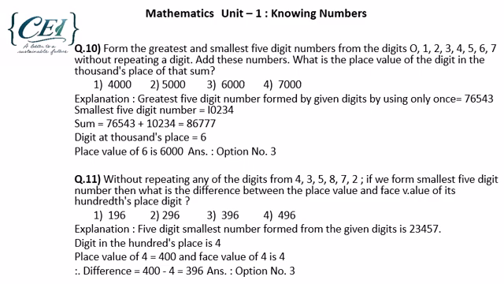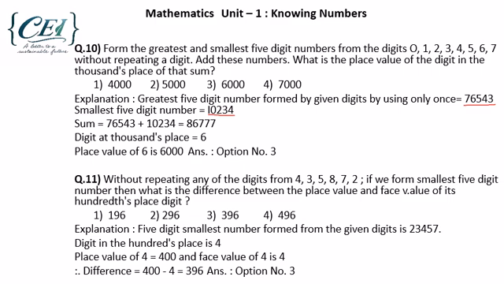Form the greatest and smallest 5-digit numbers from the digits 0, 1, 2, 3, 4, 5, 6, 7 without repeating any digit. Adding these numbers, what is the place value of the digit in the thousands place of the sum? So the greatest 5-digit number: we have to start from the biggest, 7, 6, 5, 4, 3. This is the biggest number. The smallest 5-digit number is obvious. We cannot start with 0, so we start with 1, 0, 2.